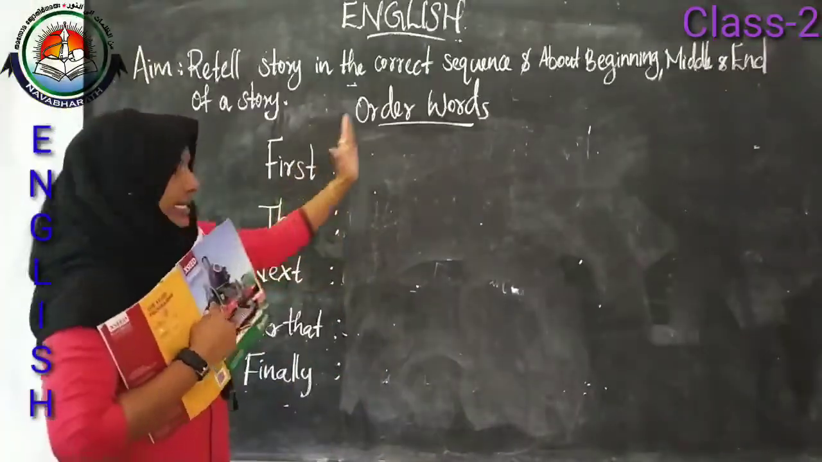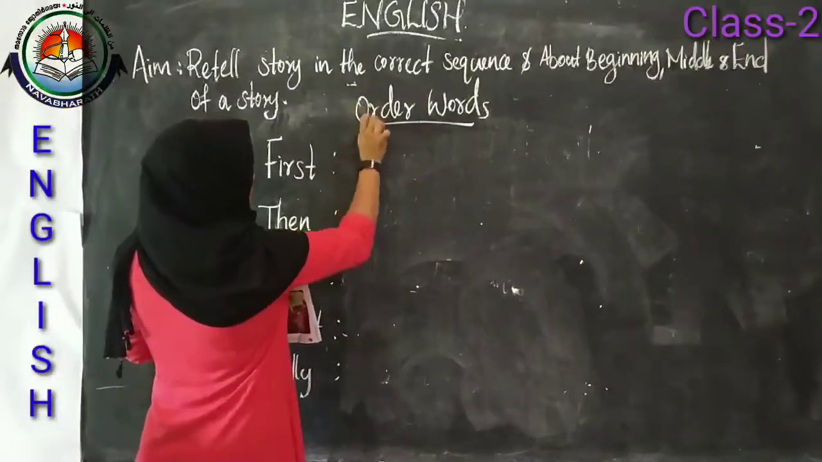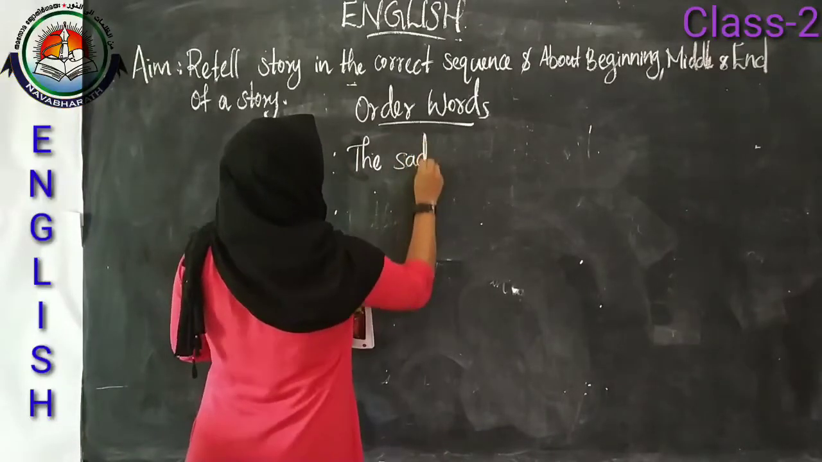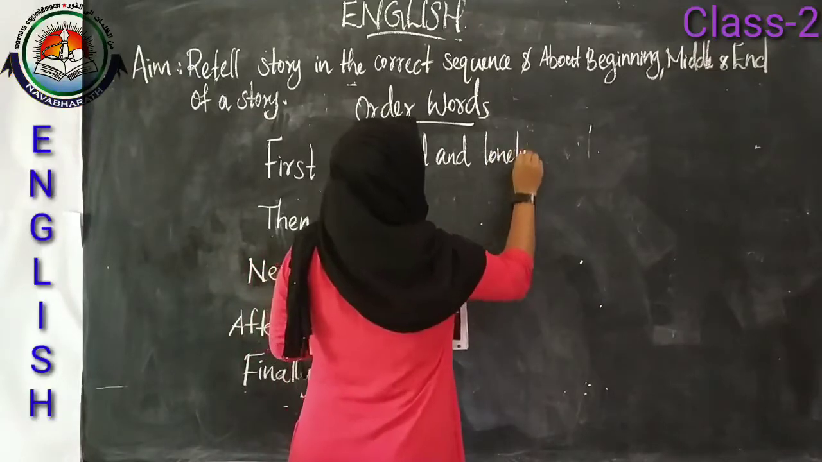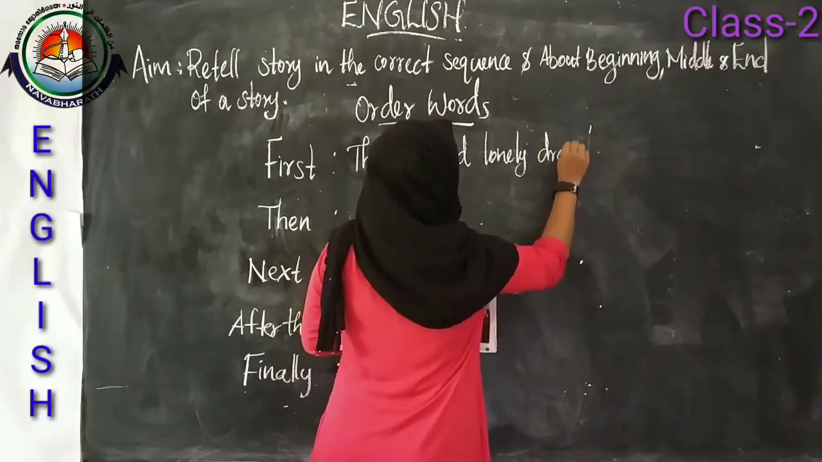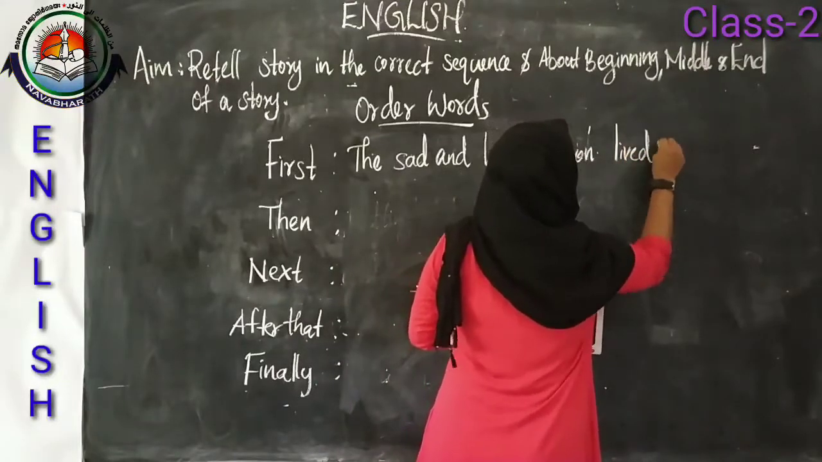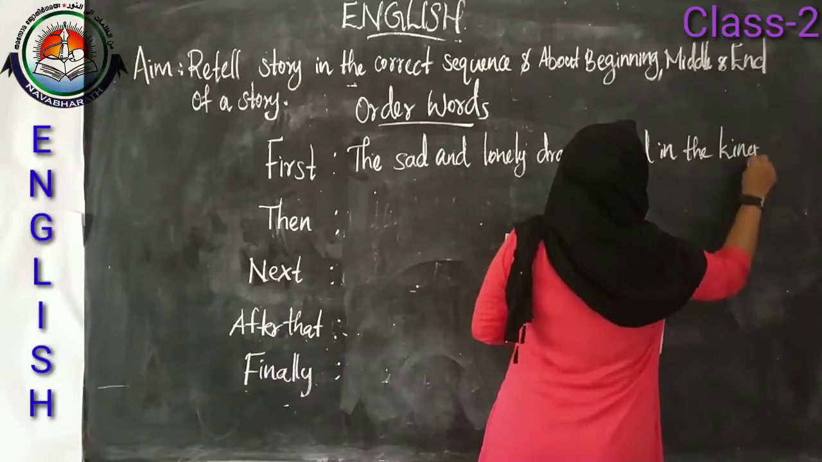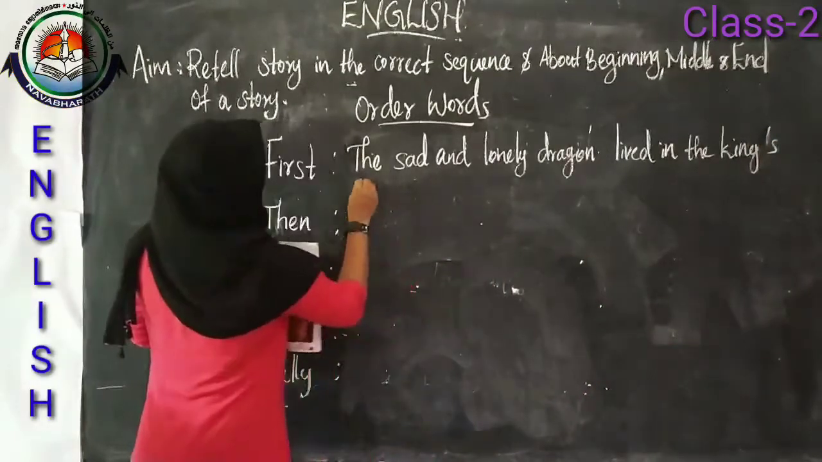So let's write that sentence here. First, we can see the sad and lonely dragon lived in the king's palace.